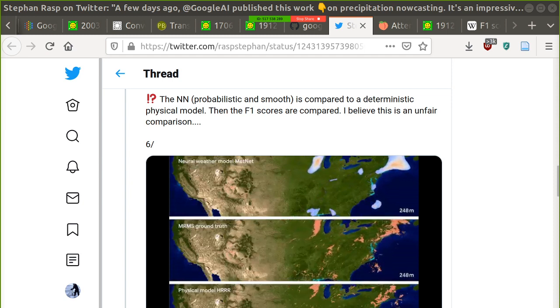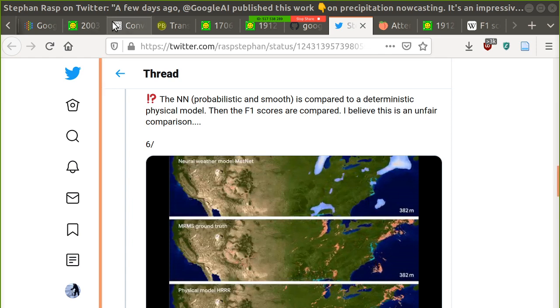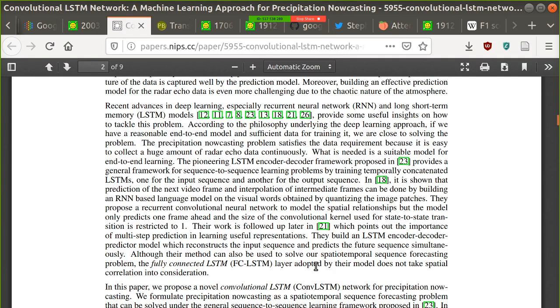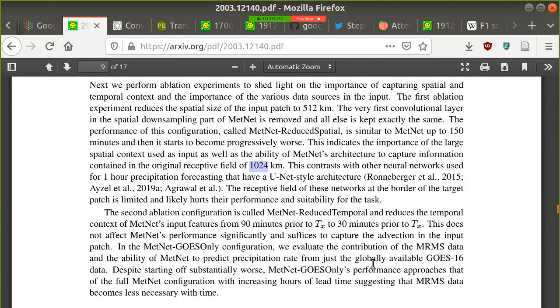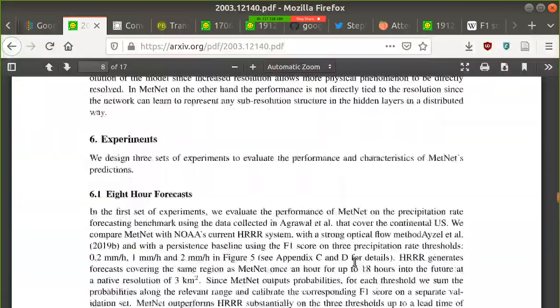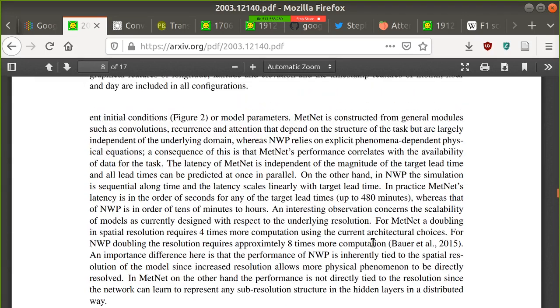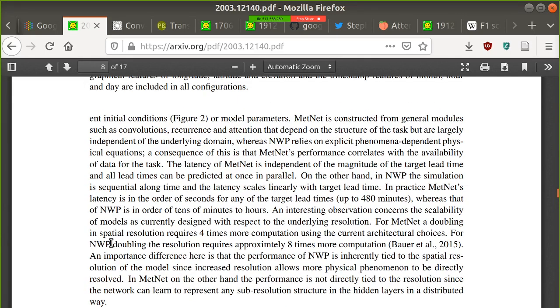And there's one final point I want to call attention to, which is interesting. I mostly agree with it, but it's controversial, and I think it's worth mentioning. Toward the end of their section 5, the authors of MetNet make this statement: for numerical weather prediction, that is, physical models, the performance is inherently tied to the spatial resolution of the model, since increased resolution allows more physical phenomena to be directly resolved.